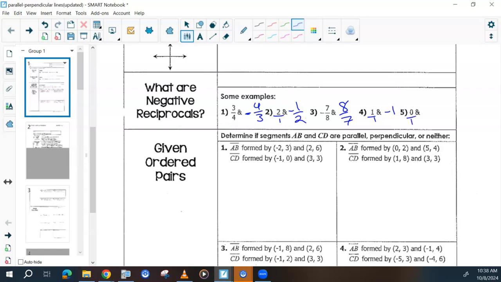So I can still put this over 1, sure, but that still would be 0. So if I flip that upside down and make it negative, well, anything divided by 0 is what? Undefined. So 0 and undefined are negative reciprocals. It will look like this, but you need to know that that's undefined.